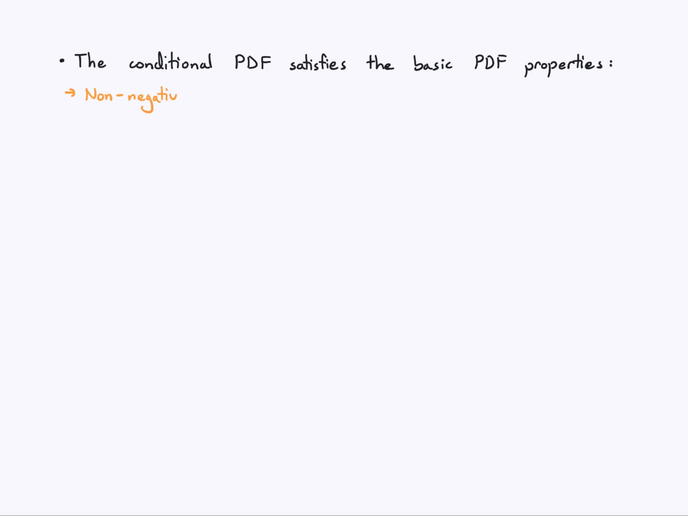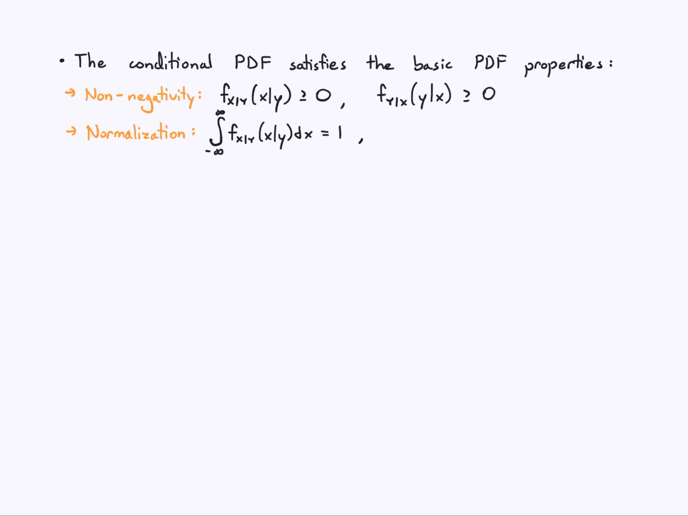Okay, so it has the usual PDF properties. So it's basically like a PDF. It just has two variables. So it has non-negativity, right? No matter what values you plug in, you're never going to get a negative value. So both of the conditional PDFs are non-negative. Both of them normalize to 1. So if you have the conditional of x given y, that normalizes out to 1 if you integrate out x, and y given x normalizes to 1 if you integrate out y.